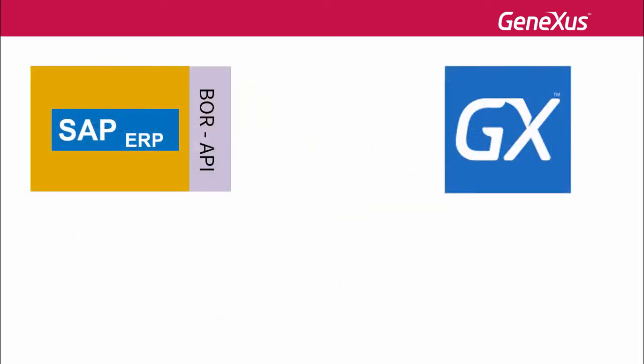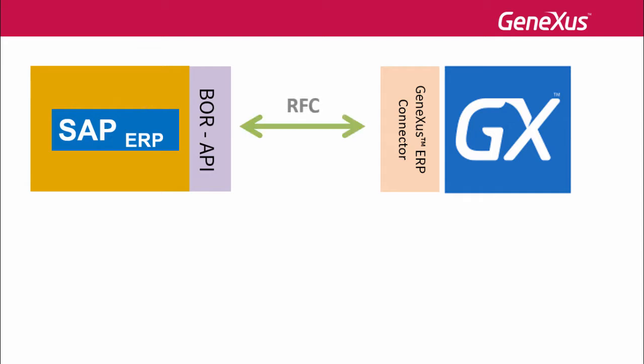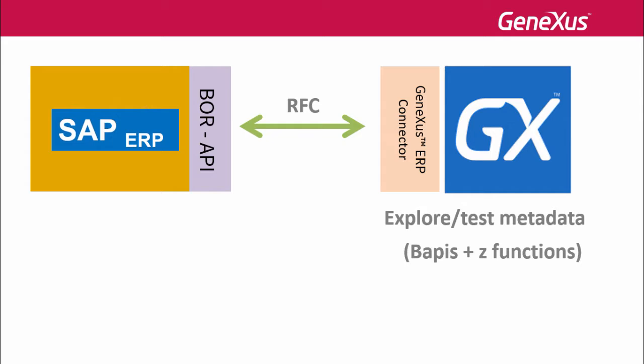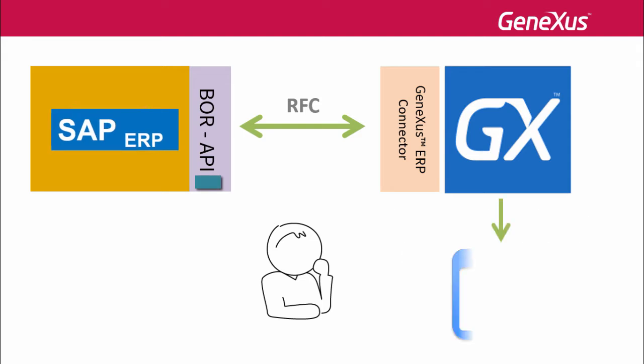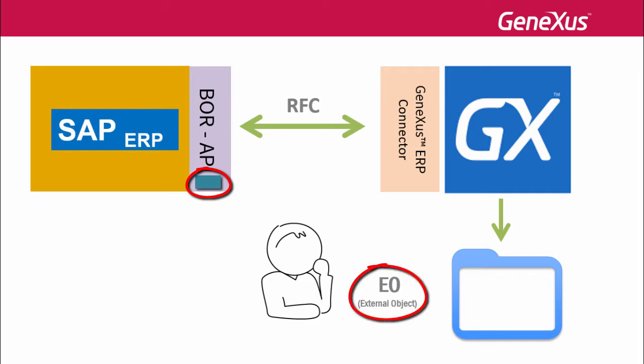In this context, GeneXus has developed the GeneXus ERP connector that allows accessing the SAP server with the corresponding credentials. In addition, it allows obtaining, through RFC calls, the entire BOR metadata with all the existing BAPIs and Z functions for remote access that may have been defined by a client in a certain SAP instance. Next, the GeneXus developer selects from there the BAPIs required for the part of the application he's developing. These BAPIs are imported into GeneXus and exposed as external GeneXus objects. They will encapsulate the business object logic and its methods in order to use them from GeneXus.